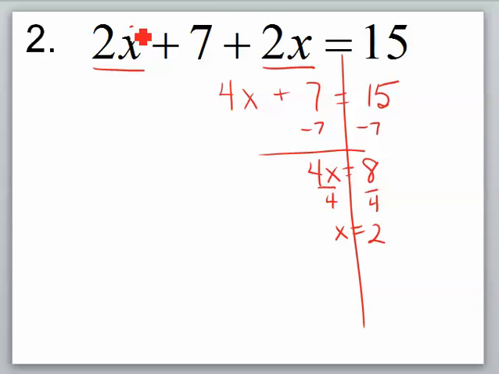In order to check this one, I have to plug in 2 into both the x's. So 2 times 2 is 4, plus 7, plus 2 times 2 is 4. 4 plus 4 is 8, plus 7 is 15. So it works.